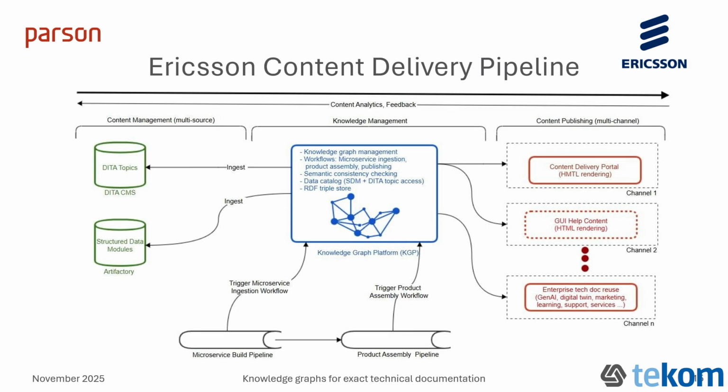And now your picture, not so different. Yeah, right. It's actually not that different, at least from a helicopter view. So we call the whole thing a content delivery pipeline, and it's a multi-source and multi-channel publishing architecture. On the left-hand side, we have 2 sources.